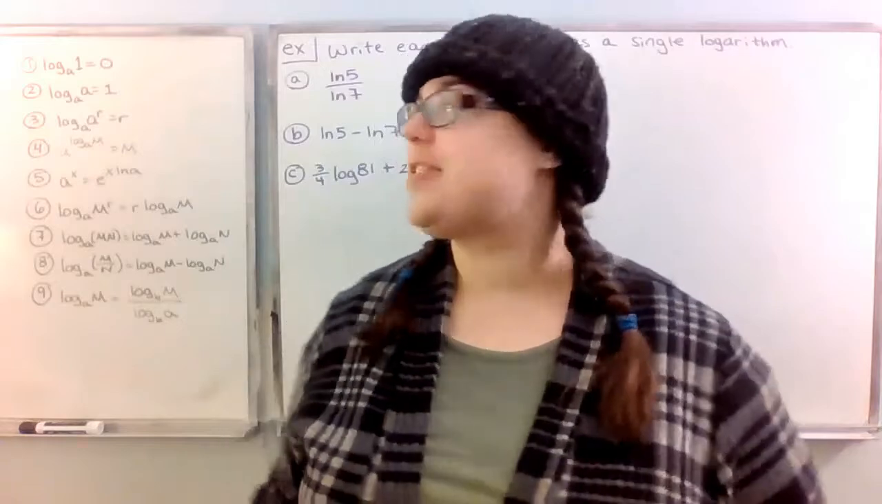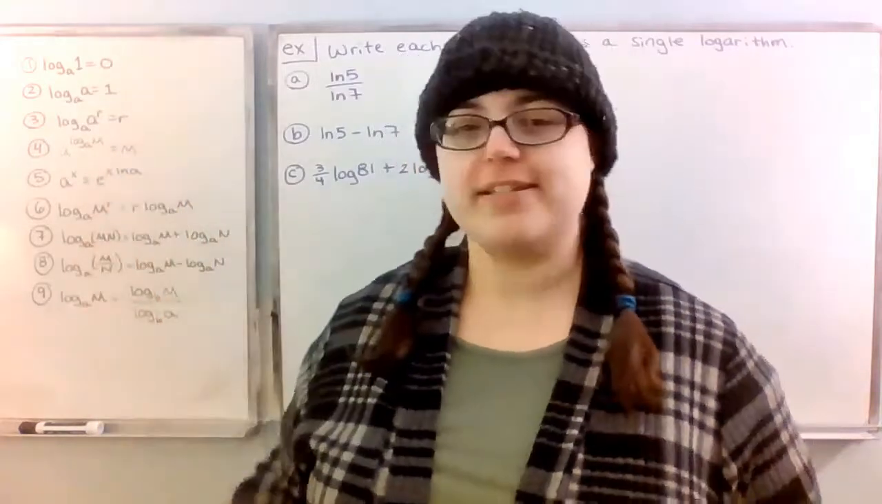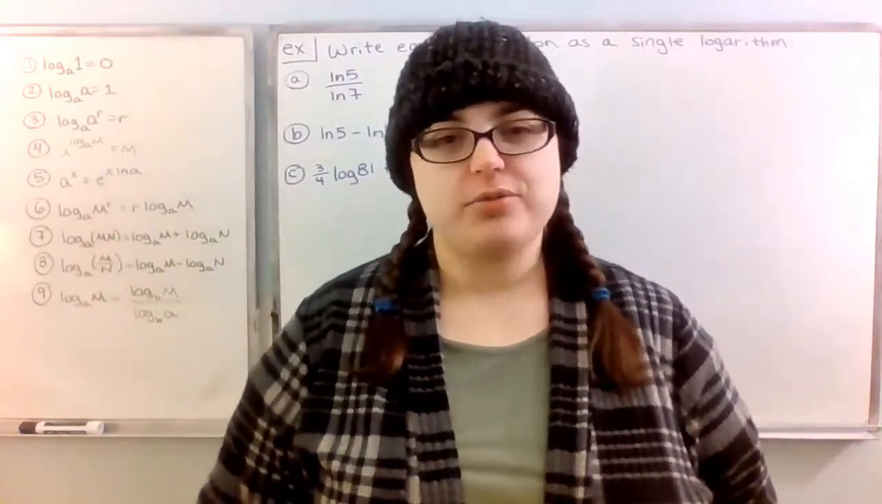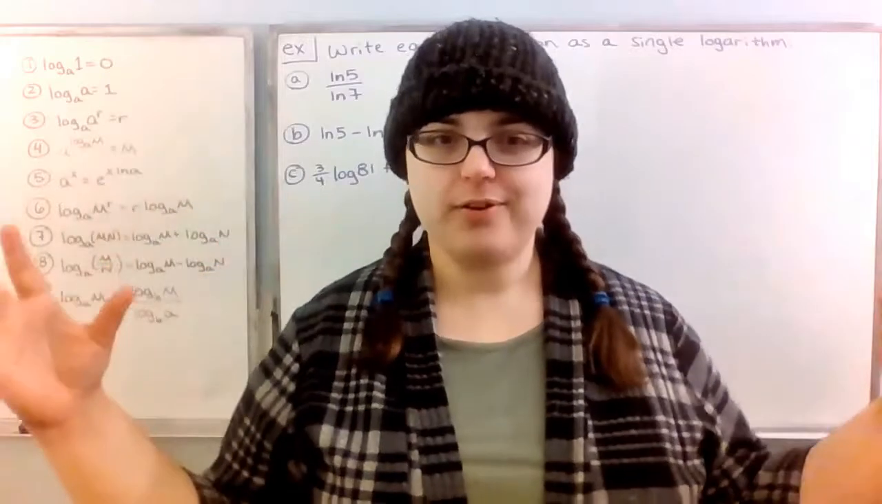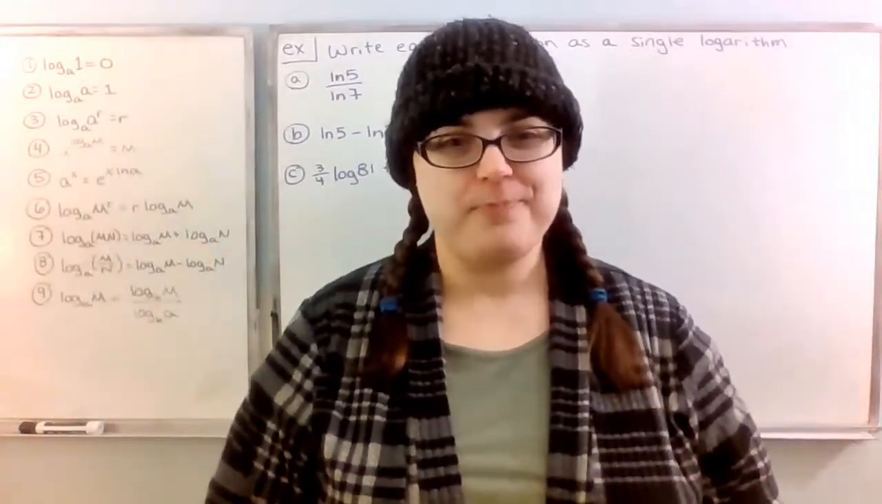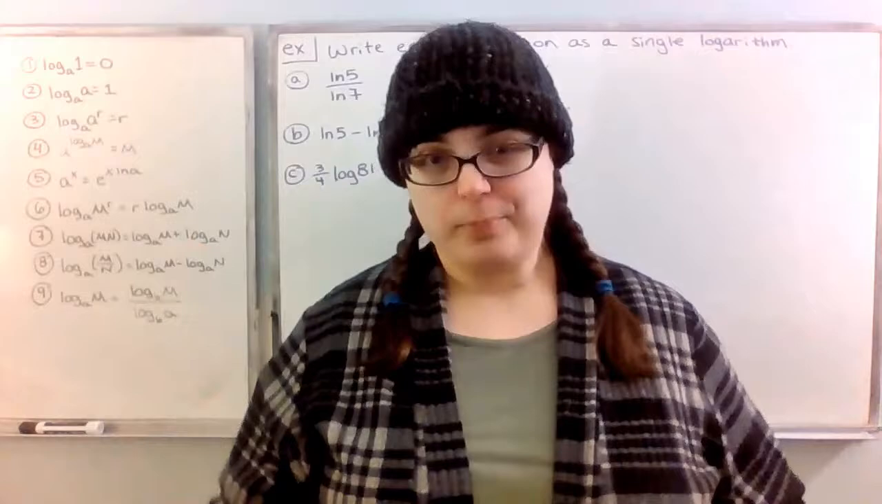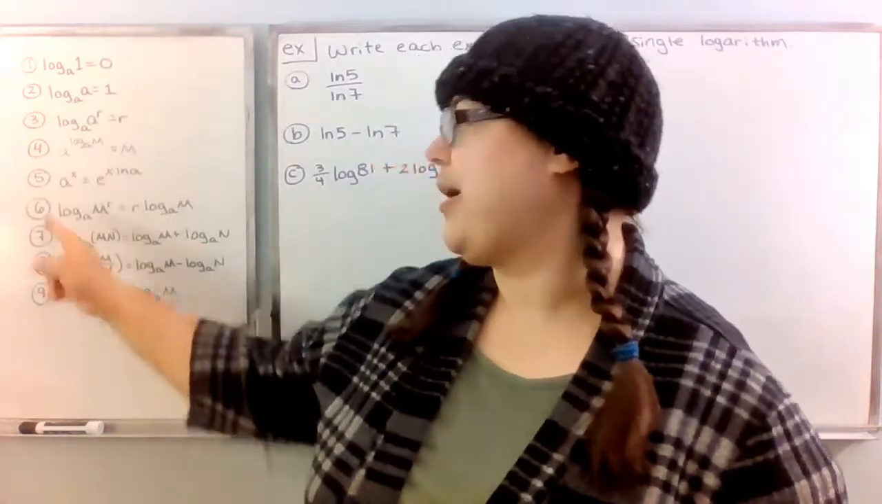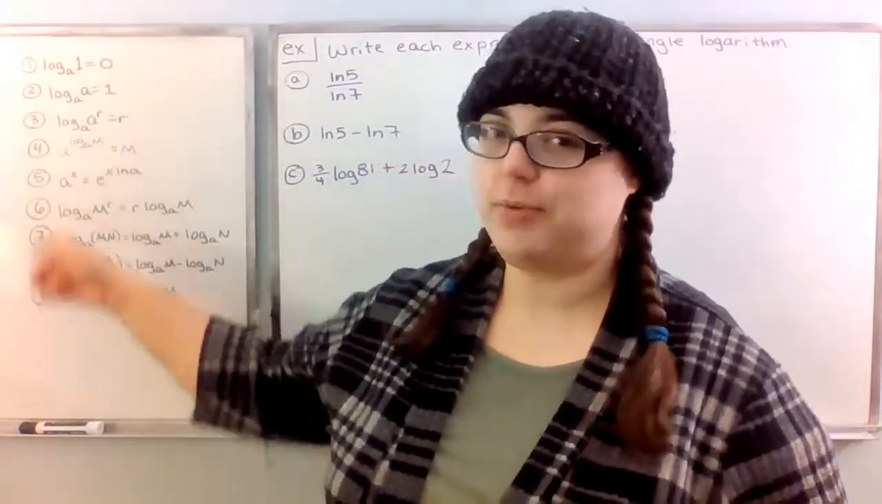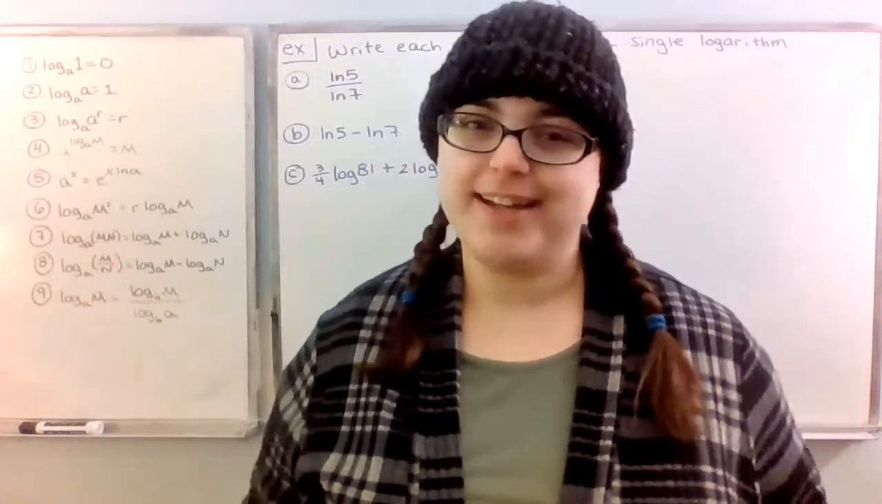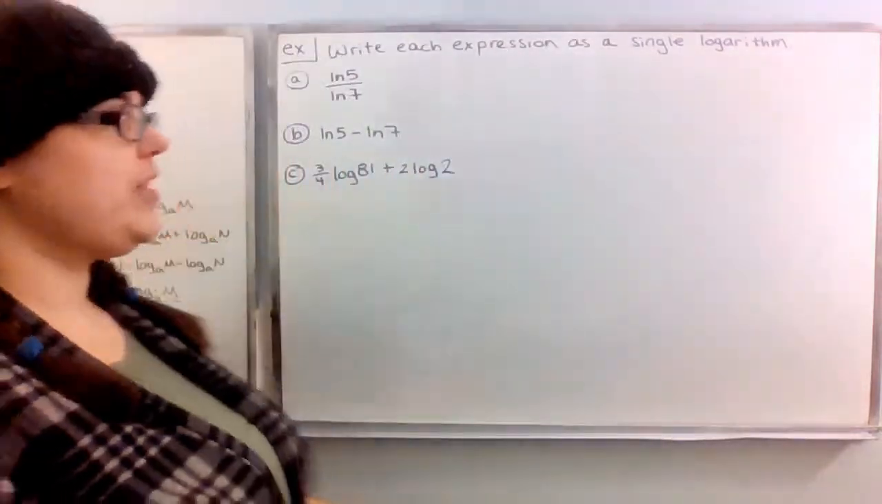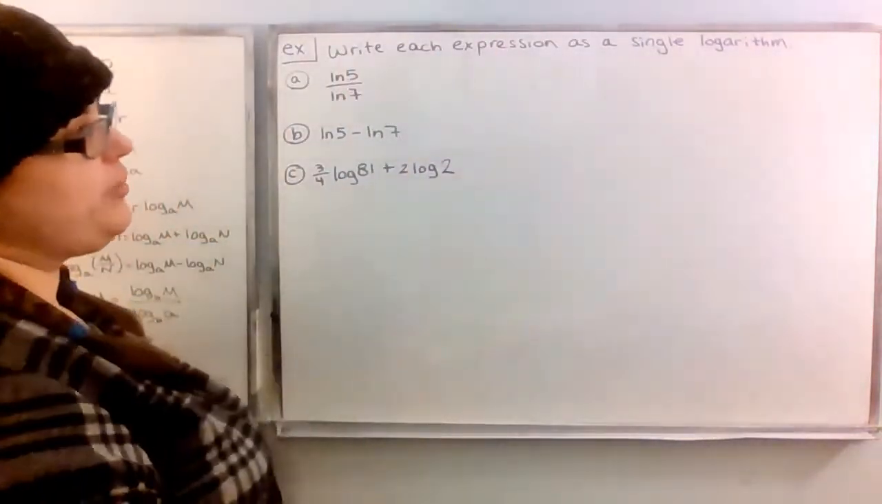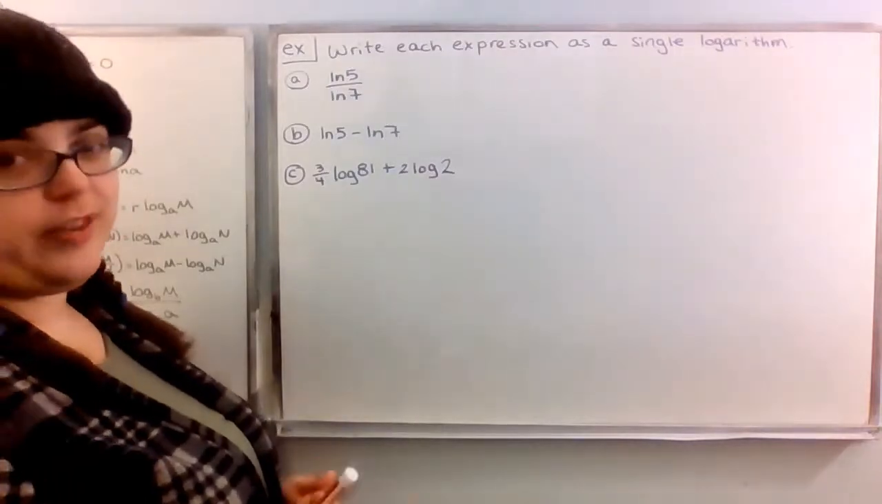In this video, we'll be using some of the properties that we've been discussing in the last video to take multiple logarithms and condense them into one. For our purposes, we'll primarily be using properties 6 through 9 to accomplish that. So let's look at an example. For this example, we're going to write each expression as a single logarithm.